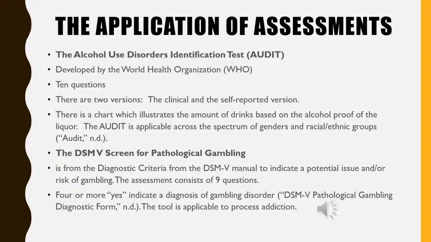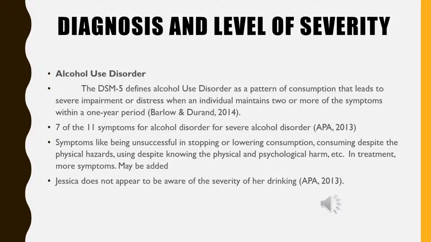Then there is the DSM-5 screen for pathological gambling. It is from the diagnostic criteria from the DSM-5 manual to indicate a potential issue and/or risk for someone looking to clarify if they have a gambling concern or gambling issues. The assessment consists of 9 questions. 4 or more yes indicate a diagnosis of gambling disorder. The tool is applicable to a process addiction.